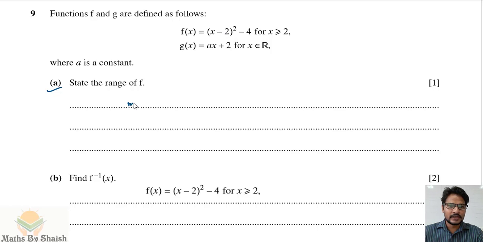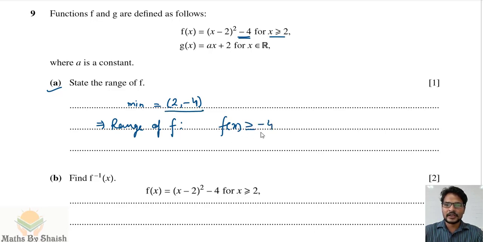So we can see the minimum value of this would be (2, -4), and 2 is in the domain, so this will give us the range, and hence the range of f is f(x) greater than or equal to -4. Since it is a minimum point, it has to be greater than or equal to -4.